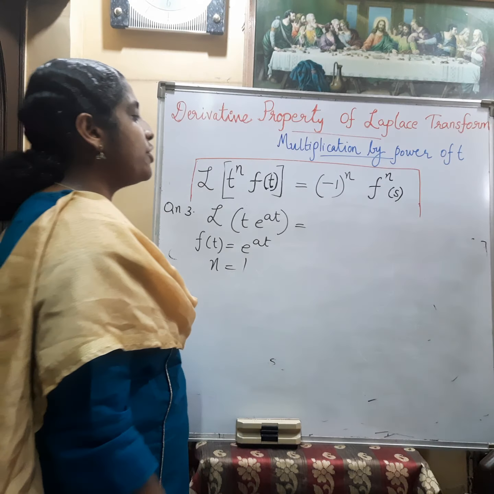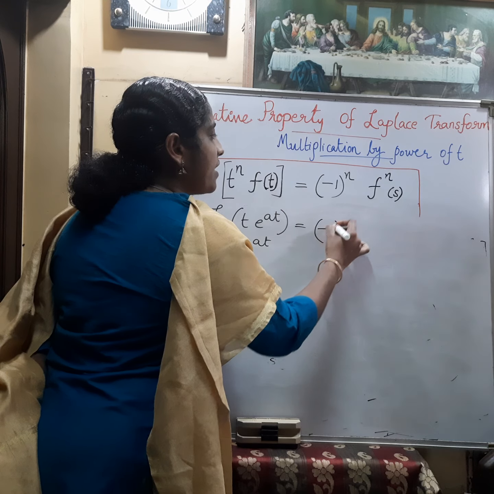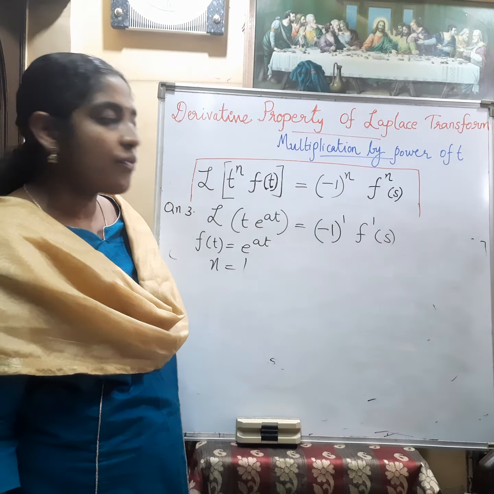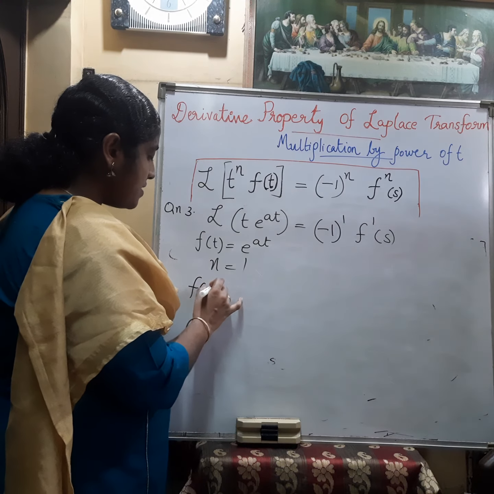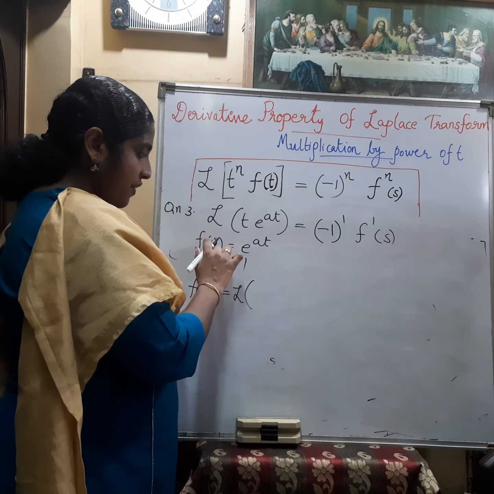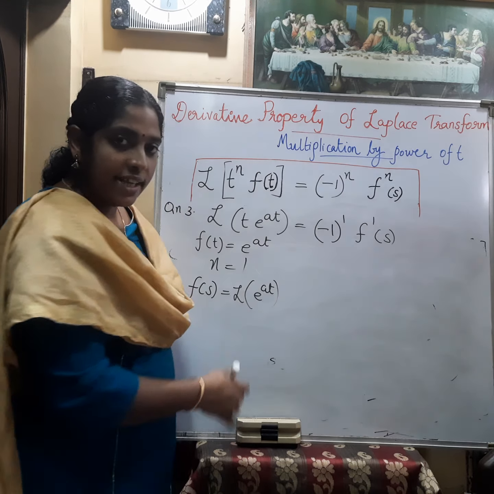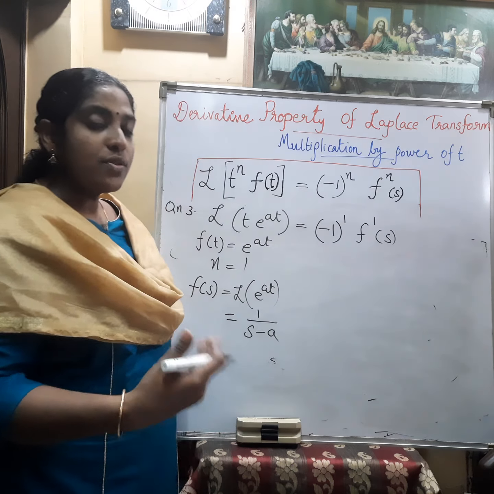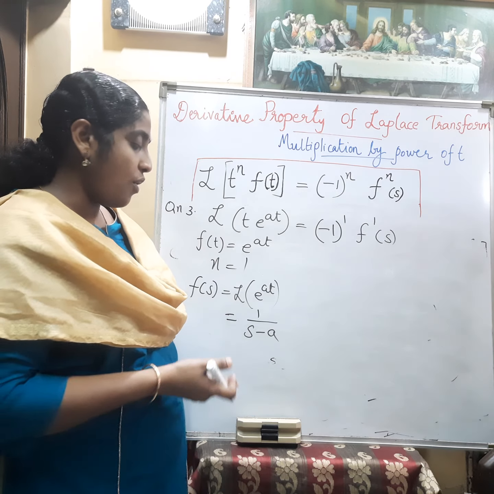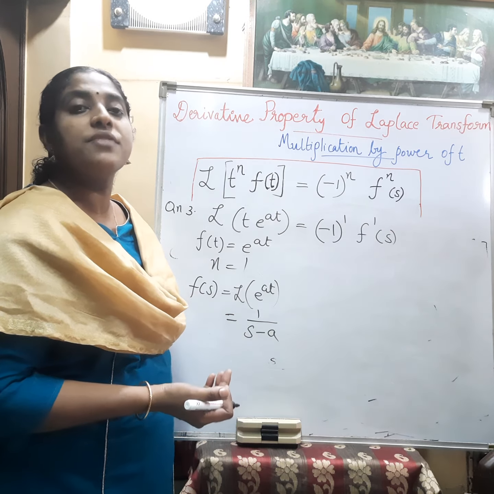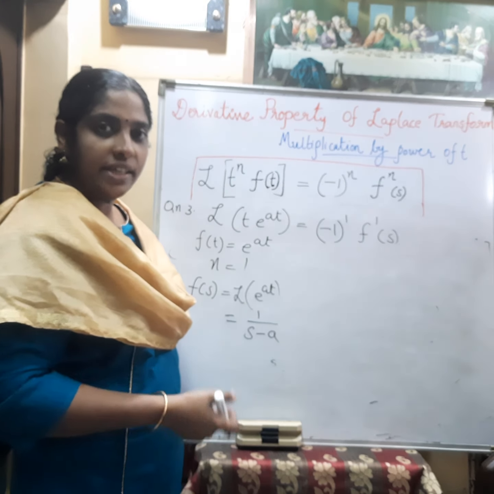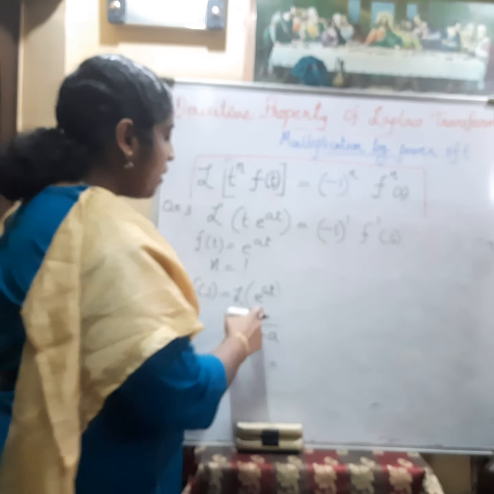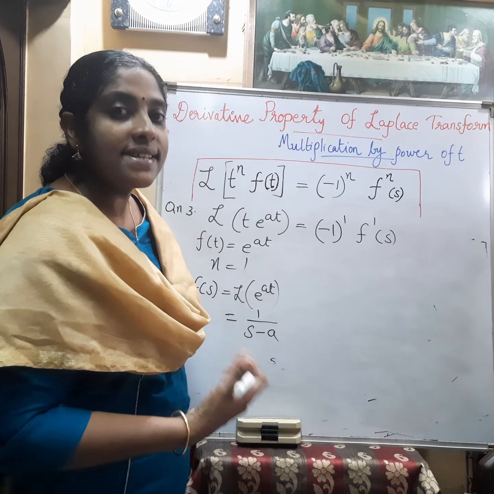So, according to the derivative property, the answer will be (-1) raised to n, that is 1, times F1(s), the first derivative of the Laplace transform of the function. What is F of s? F of s is the Laplace transform of f of t, that is the Laplace transform of e raised to at. What is the Laplace transform of e raised to at? 1 divided by s minus a. Always remember the basic formulas of the Laplace transform of basic functions: e raised to at, cos at, sin at, hyperbolic functions, t raised to n, etc. Then we can directly substitute. So the Laplace transform of e raised to at is 1 by s minus a.